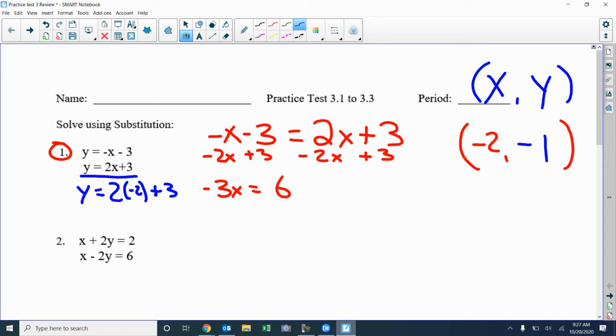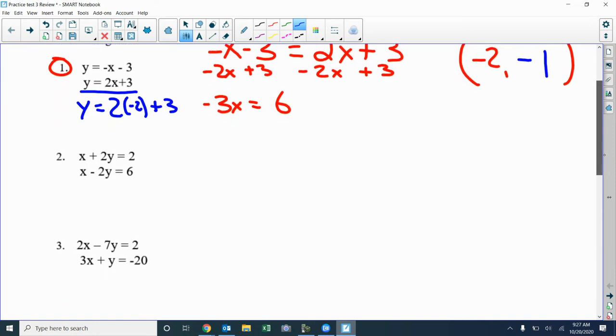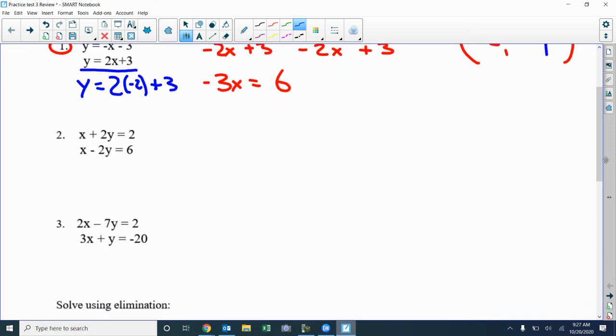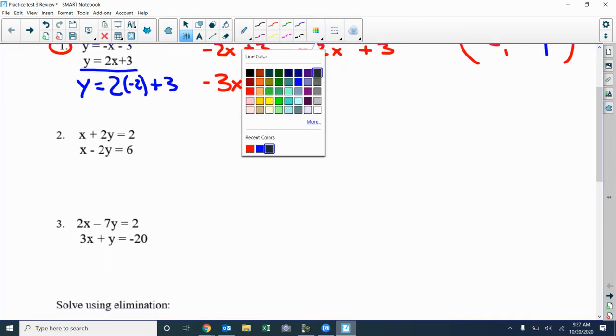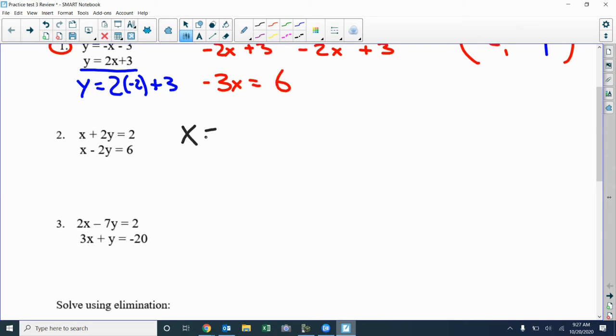All right, let's move down to this second one. Again, we can solve for either one of these. I'll solve for this X right here. I'm going to have X equals negative 2Y plus 2. So I use this first one right here. And now that's going to have to go where X is here.